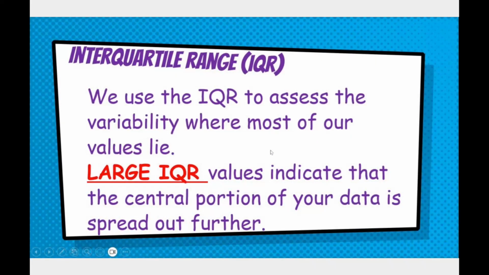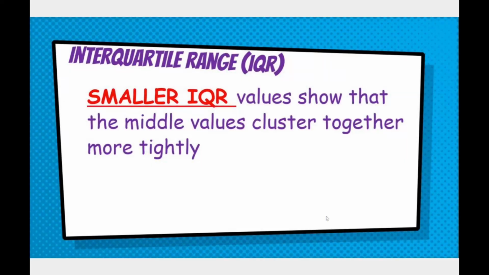We use IQR to assess the variability where most of our values lie. Large IQR values indicate that the central portion of your data is spread out further. This is from your notes. And smaller IQR values show that the middle values cluster together more tightly.